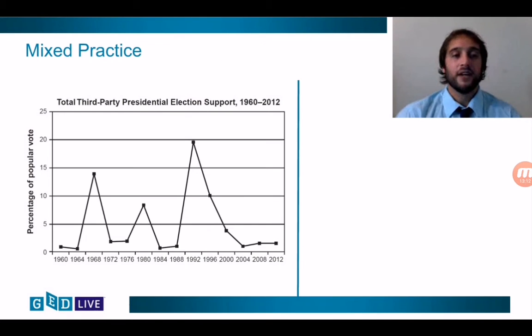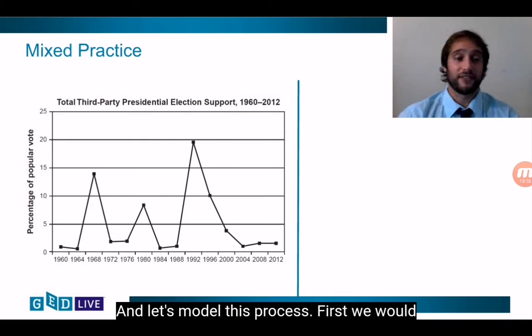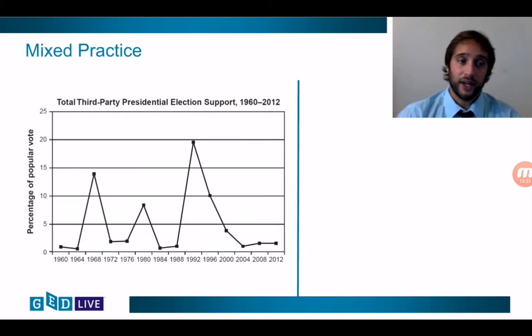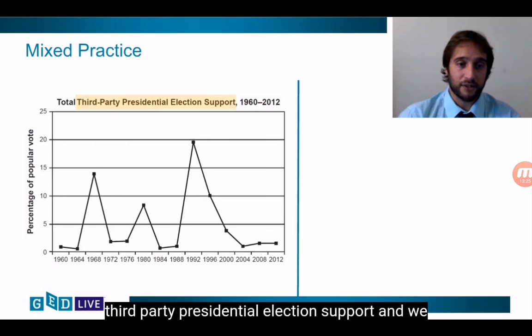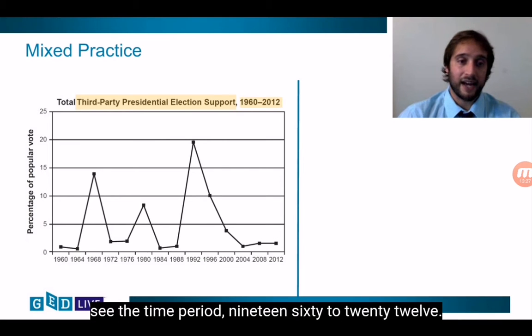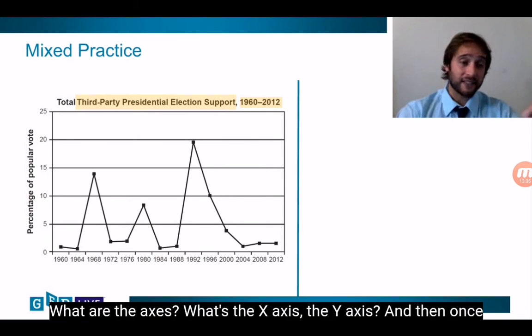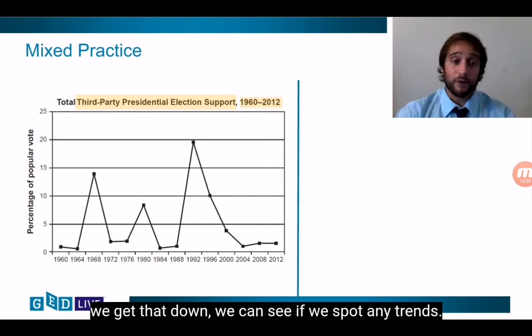Okay. All right, so let's take a look at this graphic and let's model this process. First, we would consider absolutely this title, right? Okay, what are we looking at? Well, we've got third-party presidential election support, and we see the time period, 1960 to 2012. Now, I would totally consider the axes next, right? What are the axes? What's the x-axis, the y-axis? And then once we get that down, we can see if we spot any trends.